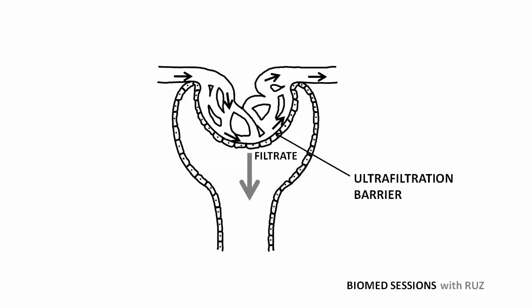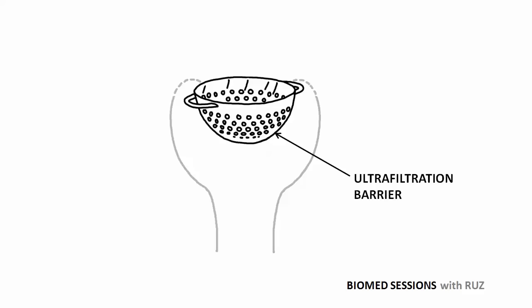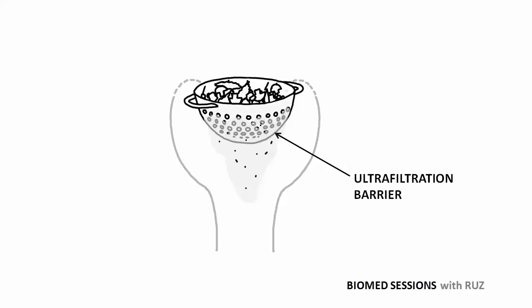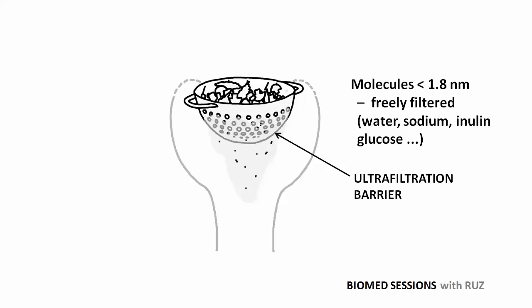A good analogy for the ultrafiltration barrier is a kitchen strainer. Now, if you pour a nice herby broth of vegetables into the strainer, you will see that large vegetables are left behind, whereas water and anything else that dissolves in it, plus tiny particles, are able to pass through. Now, with our glomerulus, molecules less than 1.8 nanometers are freely filtered out, whereas molecules more than 3.6 nanometers are not filtered. Let's take a look at a zoomed-in section of the ultrafiltration barrier.